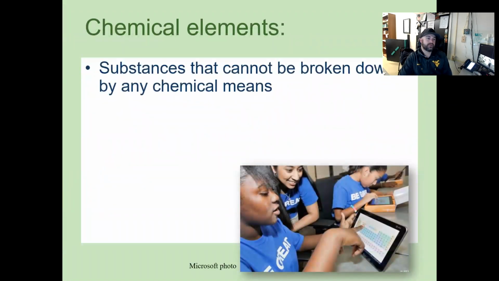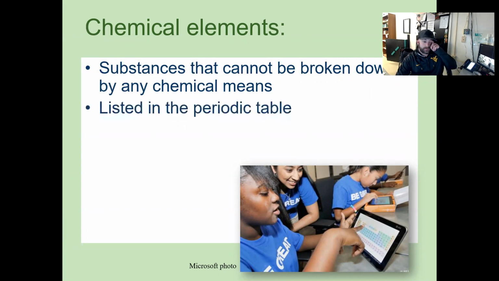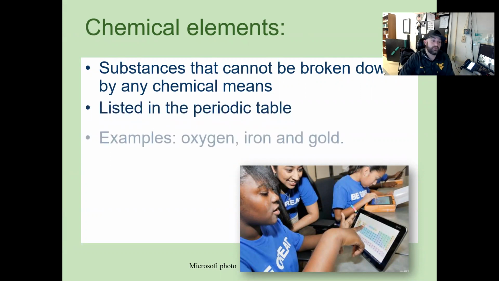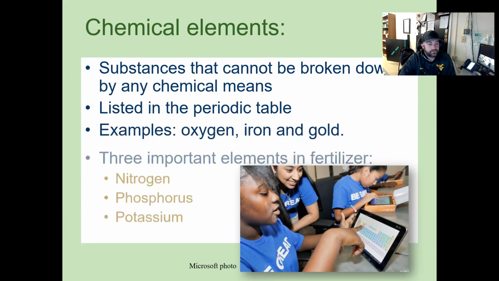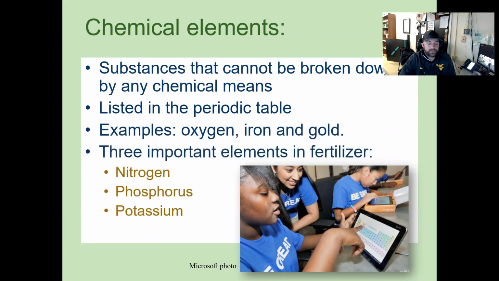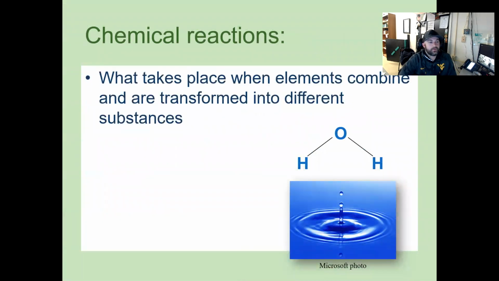So some chemical elements, substances that cannot be broken down by any chemical means, are listed in the periodic table. Examples of this include oxygen, iron, and gold. And the three most important elements that we talk about in this class are in fertilizer, which are nitrogen, phosphorus, and potassium.